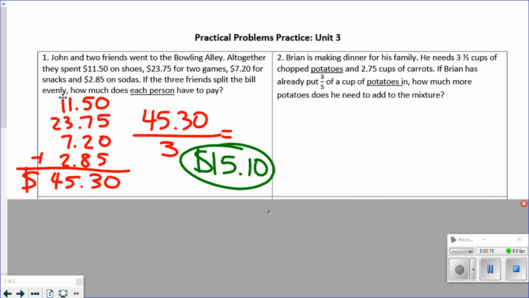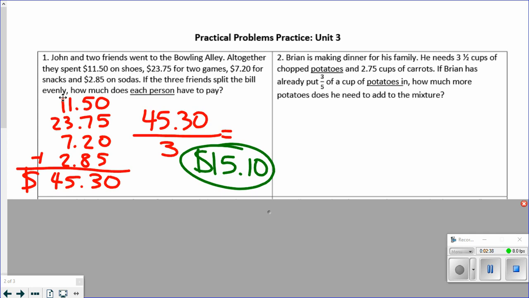Alrighty, moving on to number 2. And if you need to pause it and write all that in or see how I did that again, you may rewind it or pause. Number 2 says, Brian is making dinner for his family. He needs 3½ cups of chopped potatoes and 2.75 cups of carrots. If Brian has already put 3/5 of a cup of potatoes in, how much more potatoes does he need to add to the mixture?